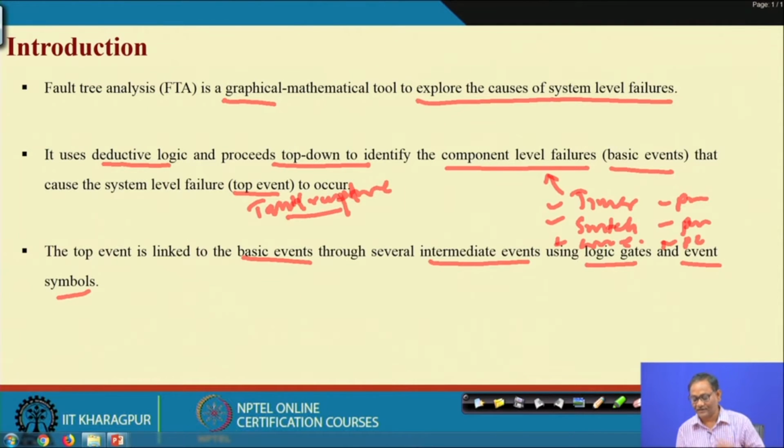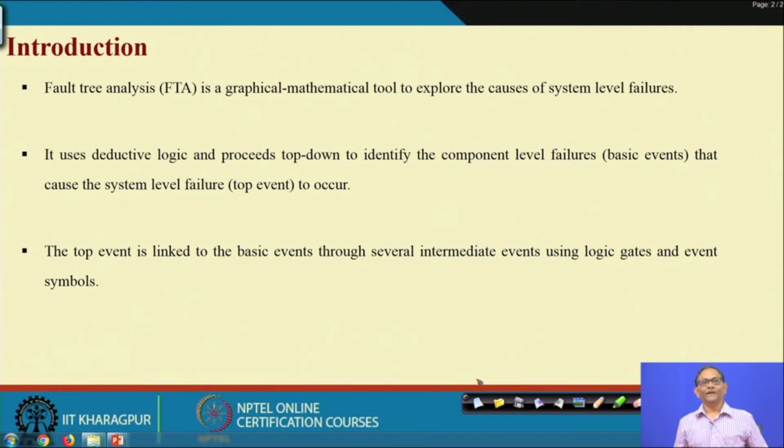That is why different event symbols are used, and the connections between the event symbols are through logic gates. That is why different logic gates are used. It is a very well known and very good technique, and it gives useful causes and identifies the path leading from the bottom level or component level failure to top level failure. It is extensively used in safety studies and reliability studies.